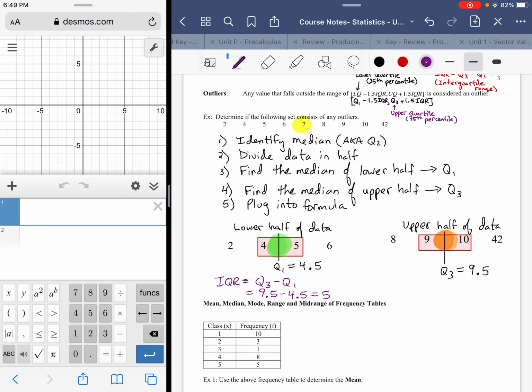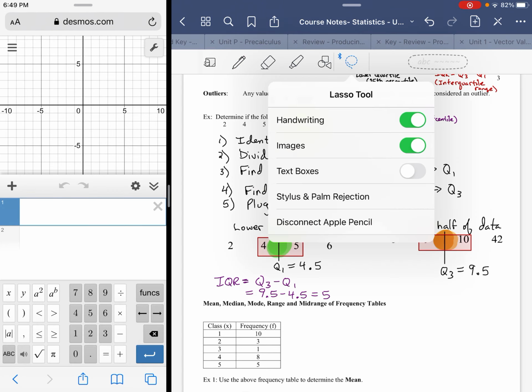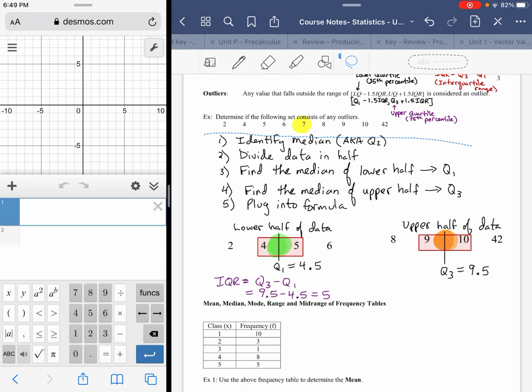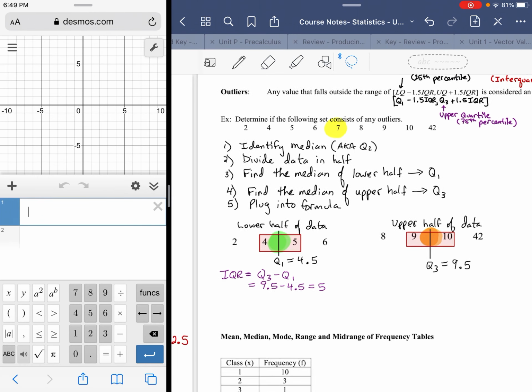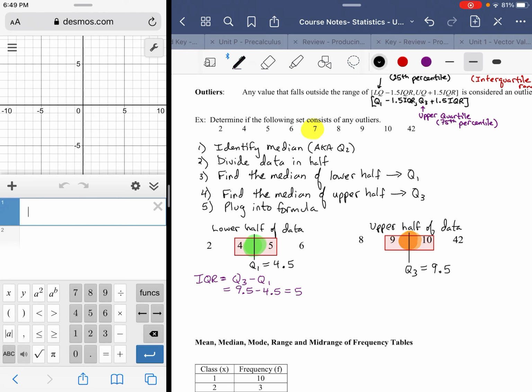So now if we're plugging into that formula, let me resize a little bit here. Make sure every setting is appropriate. I'm going to take my Q1, which is 4.5. I'm going to subtract from that 1.5 times my IQR, which is 5, comma, my UQ, which is 9.5, plus 1.5 times my IQR, which is 5. Simplify this expression. It's going to give you an interval.